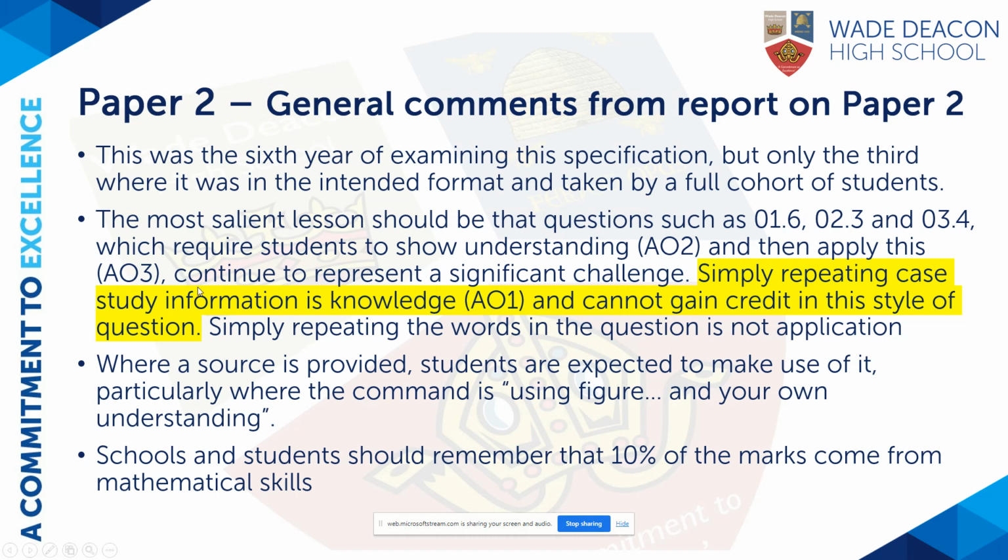Okay, paper 2, general comments from the report. This was the 6th year of examining this specification, but only the 3rd where it was the intended format and taken by a full cohort of students. To be fair to our students, anyone that did well in this paper obviously has some kudos for that. The most salient lesson to be taught is that questions such as 1.6, 2.3, 3.4 require students to show understanding (AO2) and then apply this (AO3). What does salient mean? Obvious.